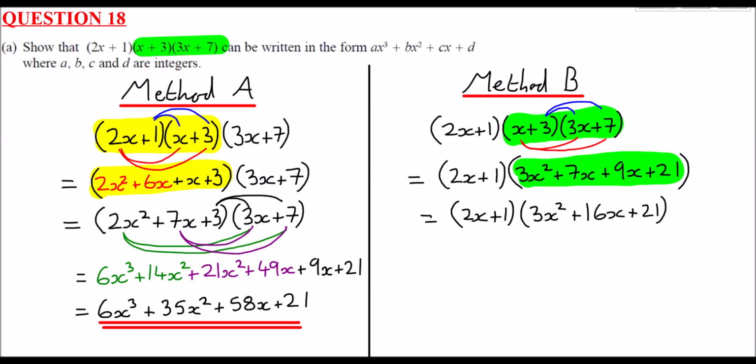All right. So now 2x multiplied by 3x squared, 16x, and 21. So 2x multiplied by 3x squared first of all, that's going to give us 6x cubed. 2x times 16x, well 2 times 16 is 32. X times another x gives us the x squared. And then 2x multiplied by the 21 is going to give us 42x.